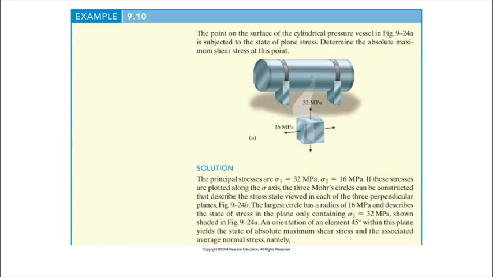This is another example. It says here the point on the surface of the cylindrical pressure vessel is subjected to a state of plane stress. Determine the absolute maximum shear stress at this point. Then it gives you the pressure vessel there, and there is the stress element for the question, which is from the pressure vessel. So if that is the point on the pressure vessel, we take it out, then we have this plane stress condition. Now, don't ask what is the dimension of the pressure vessel, what is the pressure acting on it, and so on. Because if you look carefully, the diagram at the bottom of the stress element already gives you the values for the stresses, 32 and 16.